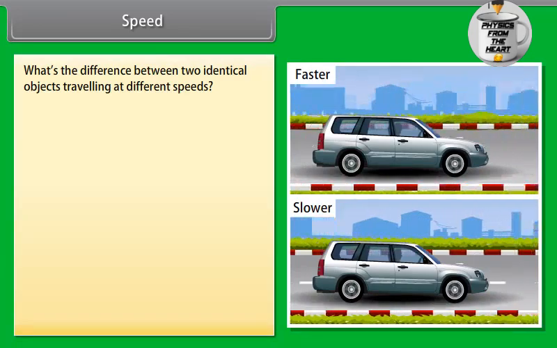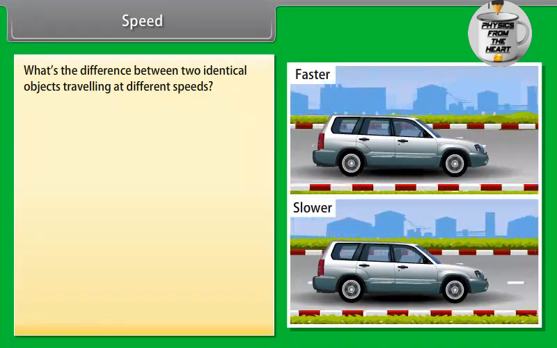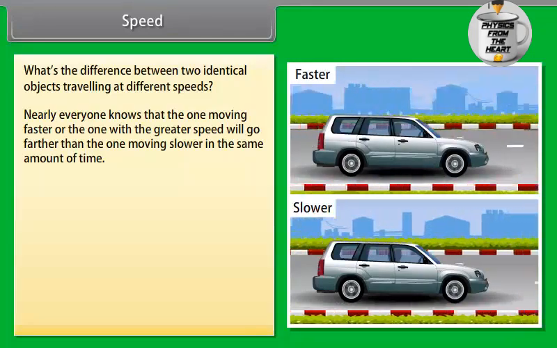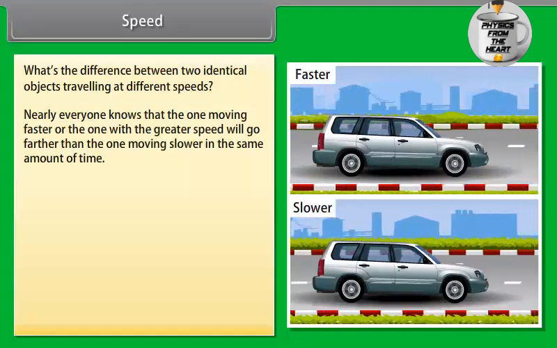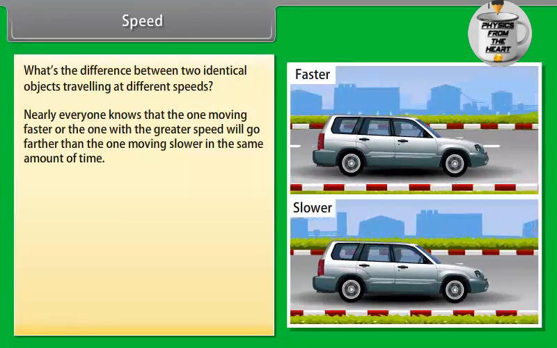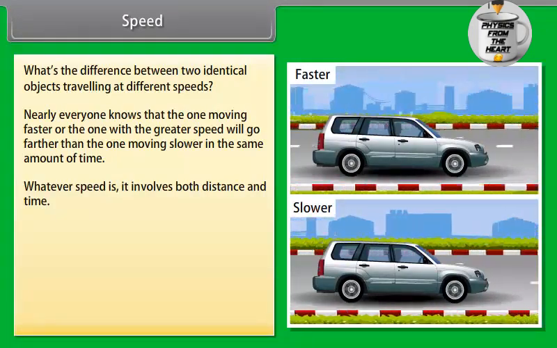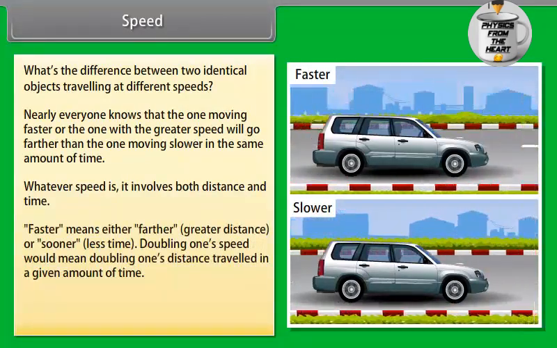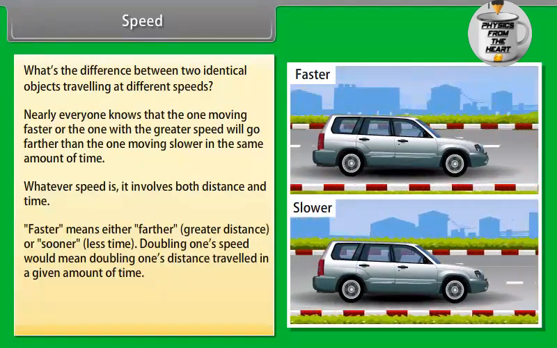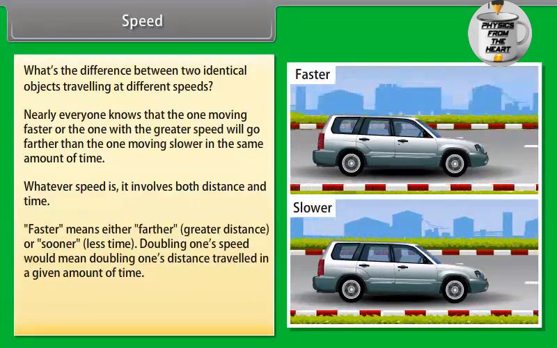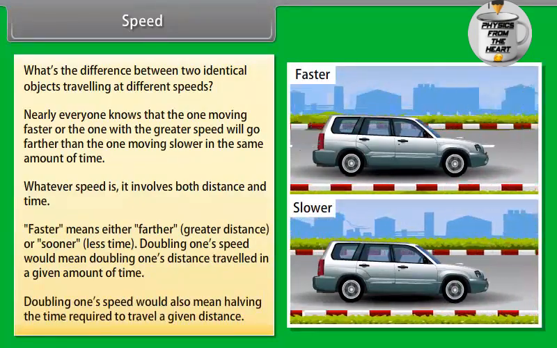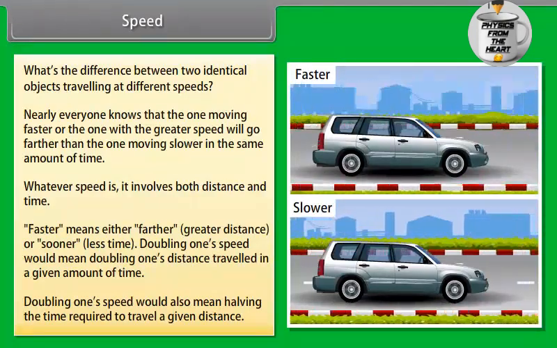Speed. Now, can you tell the difference between two identical objects traveling at different speeds? Nearly everyone knows that the one moving faster, or the one with a greater speed, will go farther than the one moving slower in the same amount of time. Whatever speed is, it involves both distance and time. Faster means either farther, a greater distance, or sooner, less time. Doubling one's speed would mean doubling one's distance traveled in a given amount of time. Doubling one's speed would also mean halving the time required to travel a given distance.